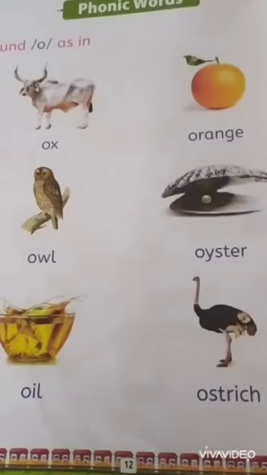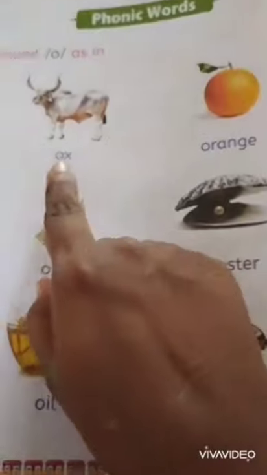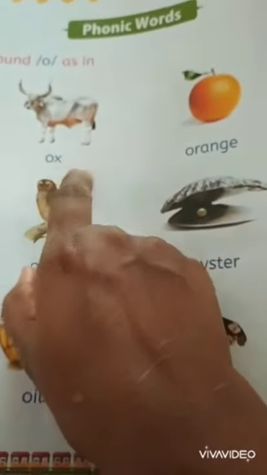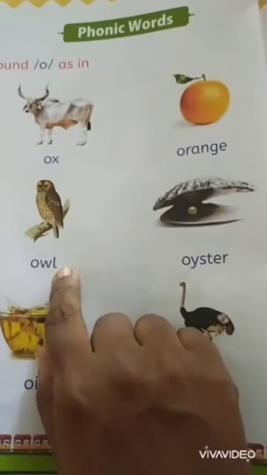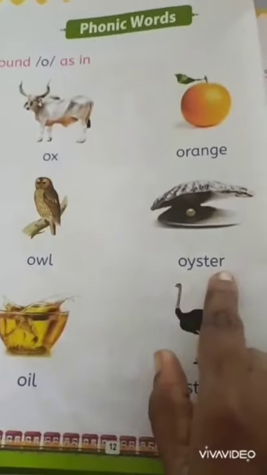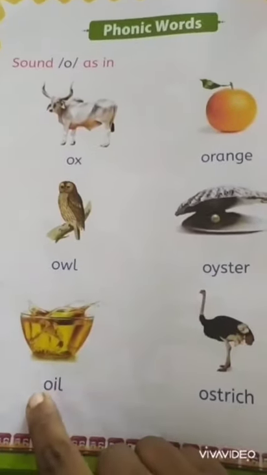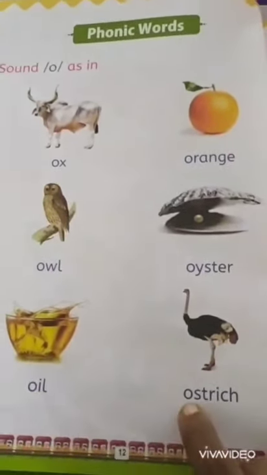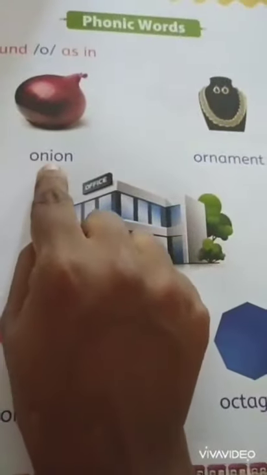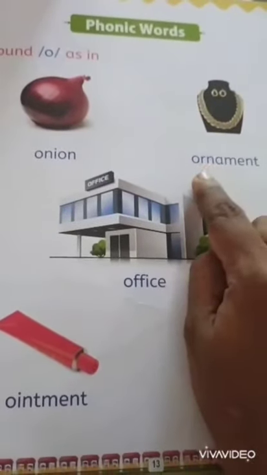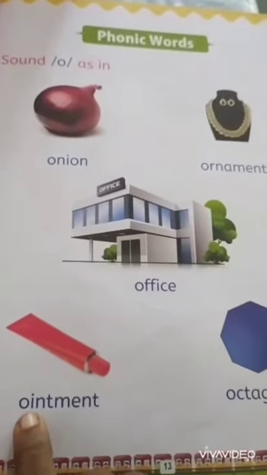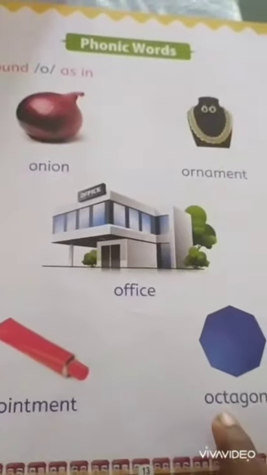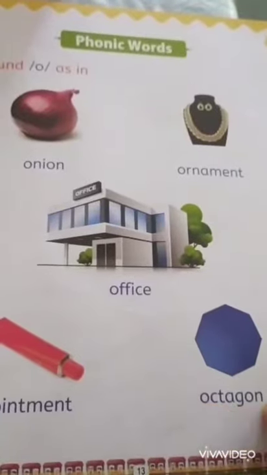Let us learn some words that start with the sound. O ox, o orange, o owl, o oyster, o oil, o ostrich, o onion, o ornament, o office, o ointment, o octagon.